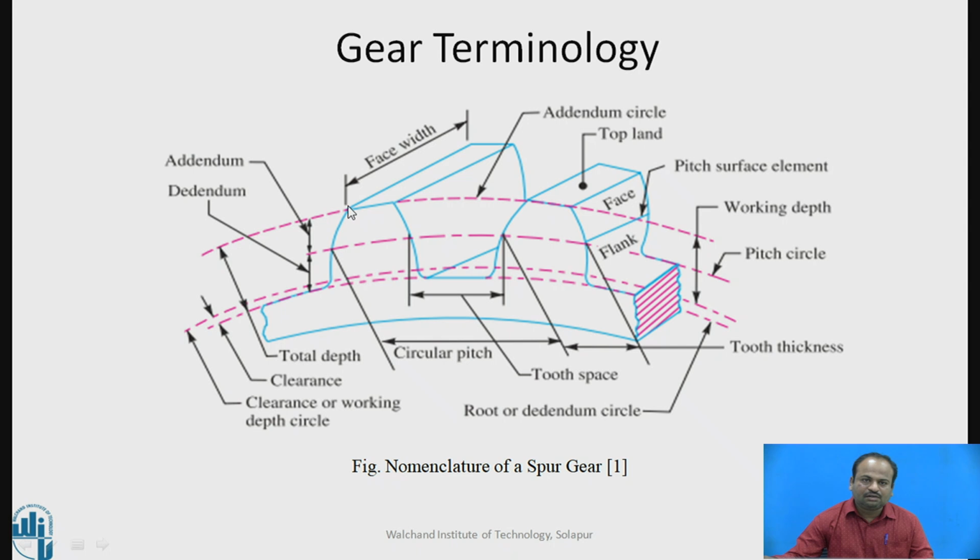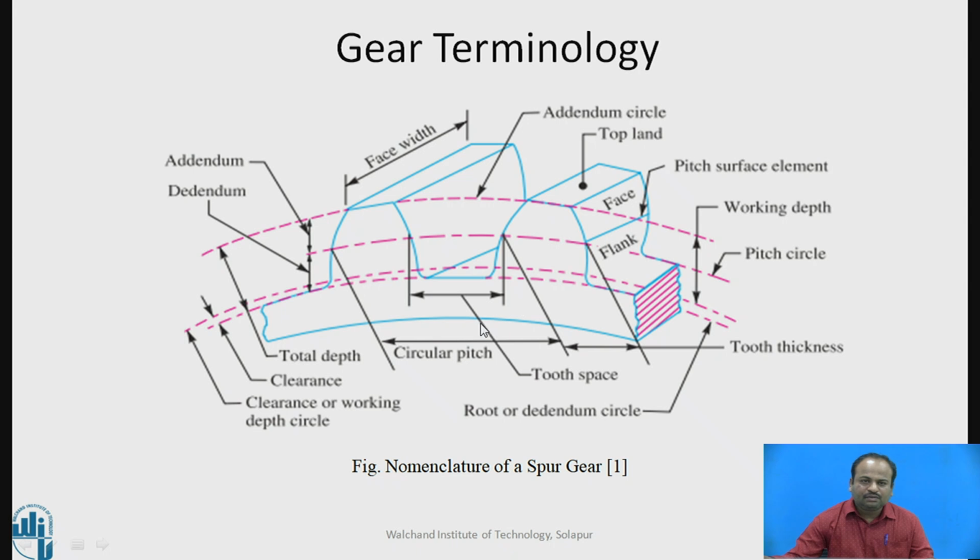Another important parameter is face width. Face width is the thickness of the tooth measured along the axis of the tooth. The next thing is the face and flank of the tooth. Face is the upper portion of the tooth, which mates with the other tooth. Flank is the portion below the face.